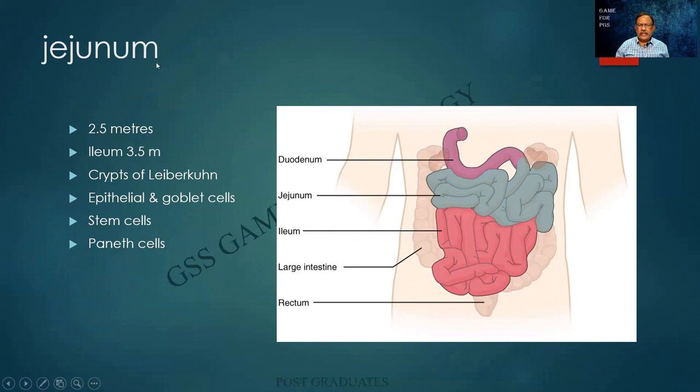The jejunum is slightly different. You find that these are the dimensions. What you people will have to remember throughout will be the crypts, the epithelial cells, and the goblet cells, stem cells, and the Paneth cell. I'll be explaining this to you. In fact, I had explained this in detail in one of my classes on the serrated lesions of the intestine.